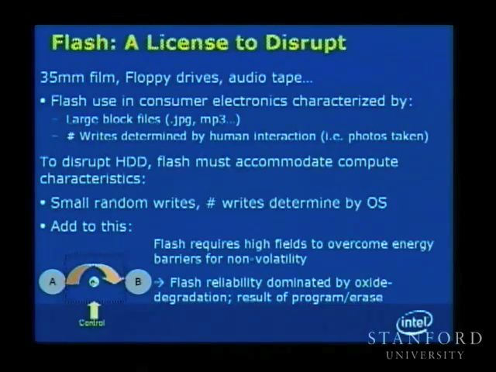But if you take a look at where flash has been going in consumer electronics devices, it has certain characterizations associated with it. They're large block files. You're putting down a JPEG file, you're putting down an MP3. They tend to be fairly large files put down in large block access. I'll go over what the organization of flash is, why that's well suited for that, and how that poses a challenge in compute applications. Also, the number of writes you do to the device is determined by human interaction with the device. How many pictures are you going to take? How many downloads of songs are you going to do off the internet? It's a human act, and so the number of writes is quite limited.